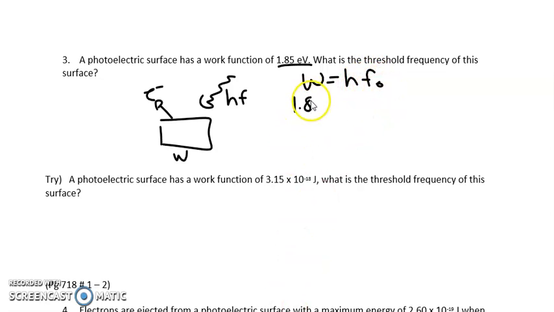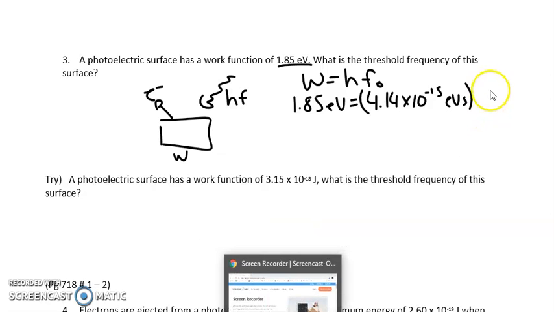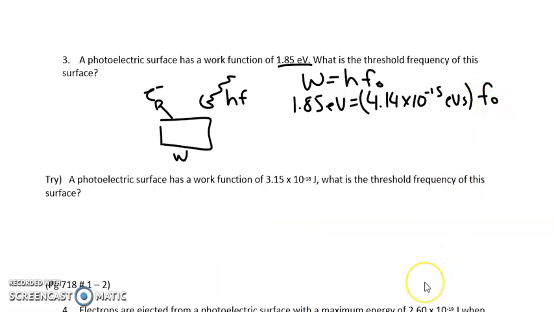We know the work function is 1.85 electron volts. For h, we're going to again use 4.14 times 10 to the negative 15 electron volt seconds because we've got energy in electron volts. And finding that threshold frequency, when you divide it out, you wind up with 4.47 times 10 to the 14 hertz.